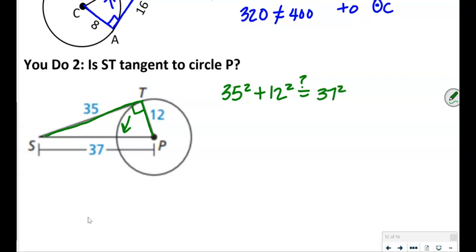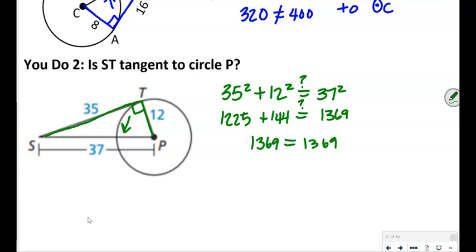Now remember, you guys can go ahead and put this totally in your calculator, right? 35 squared plus 12 squared. When I did 35 squared plus 12 squared, I got 1225 plus 144. And I got that this was 1369. We're still trying to figure out, is it equal? Add those two together. And yep, 1369 equals 1369. So that means ST is tangent to circle P.